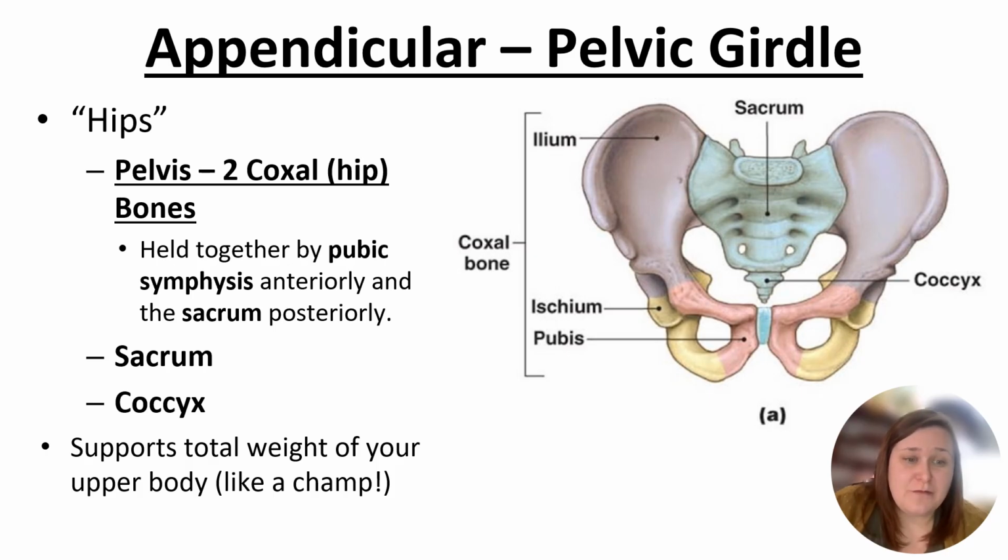We're going to have the sacrum, and we're also going to have the coccyx. This is going to support the total weight of our upper body. So these bones are all incredibly strong, and the way that they are shaped helps with this strength.